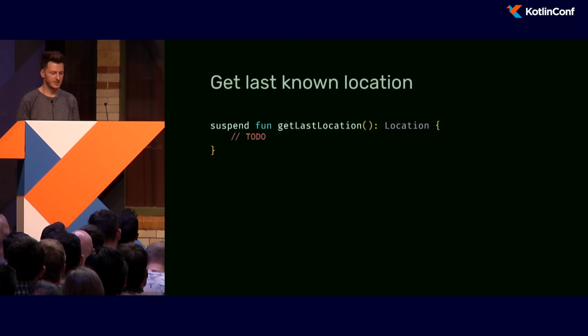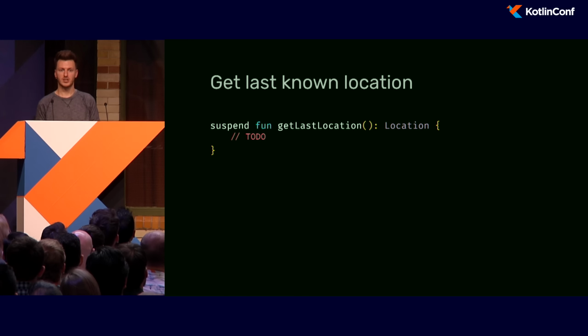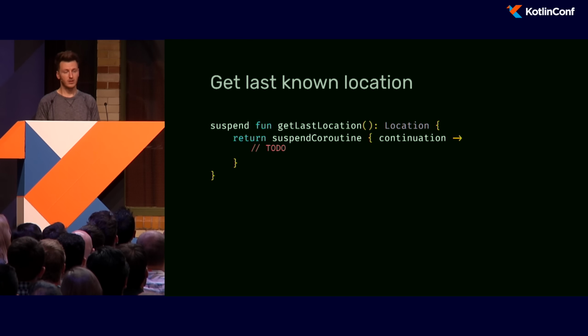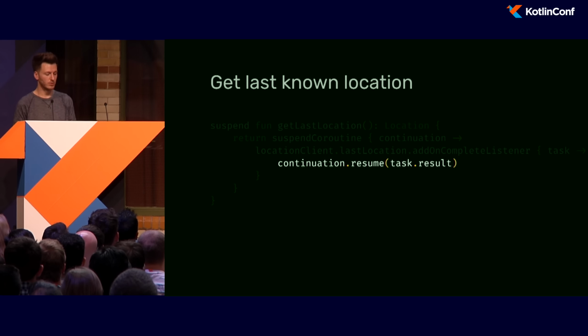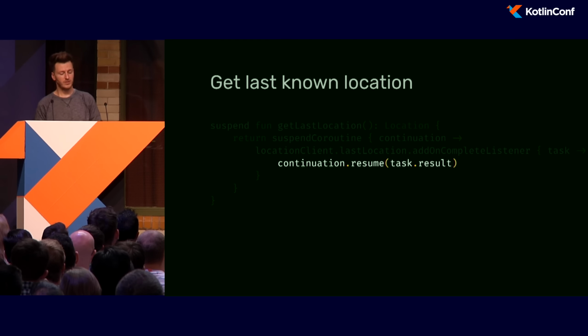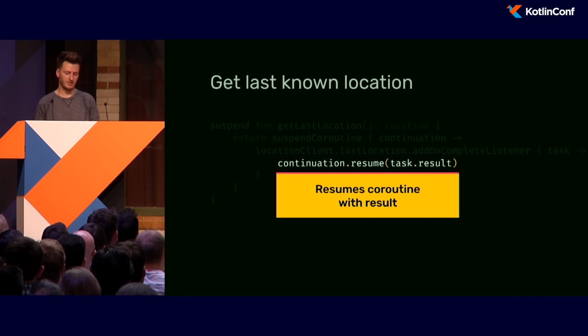If we start writing our skeleton method, we're going to have a suspending function called getLastLocation, and that returns a location object, an actual straight-up location. We're going to use suspend coroutine straight away, and then we have that continuation object passed to us. At this point, we can call the Google Play Services API. The important thing here is that we call back to that continuation so that the coroutine finishes and gets a result. That is done here with continuation.resume. So we just get the result and pass it back via the resume method.